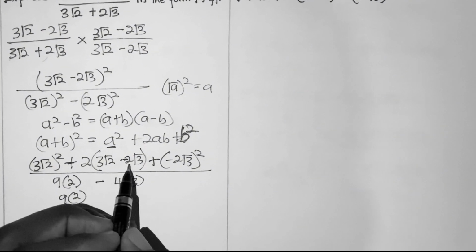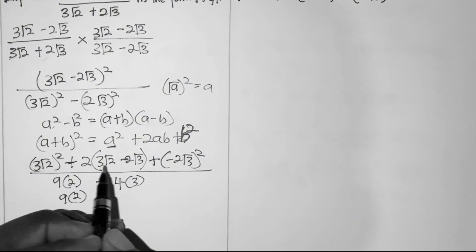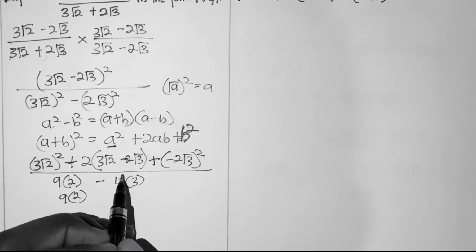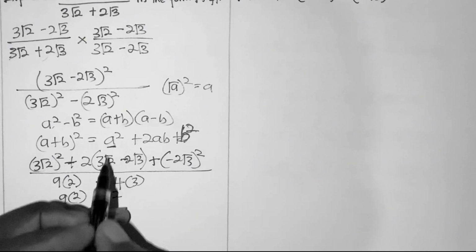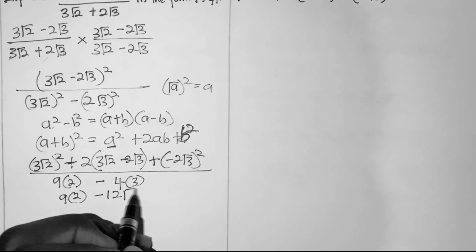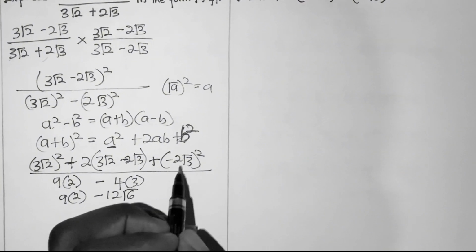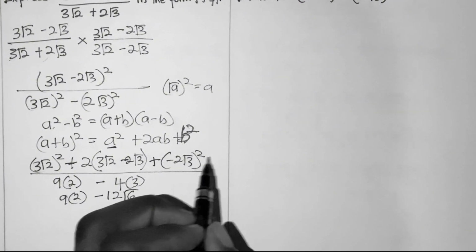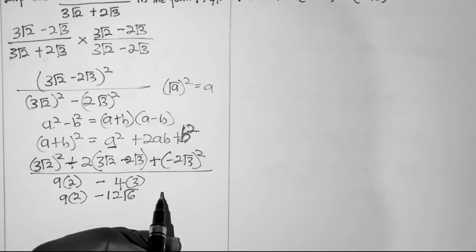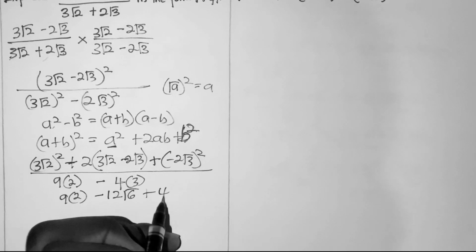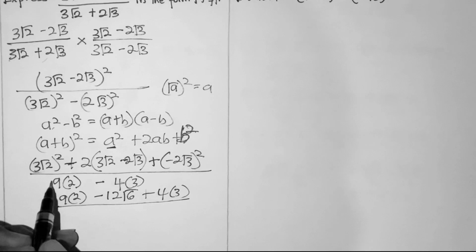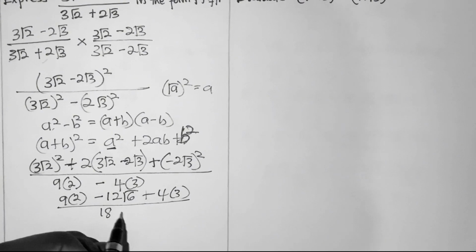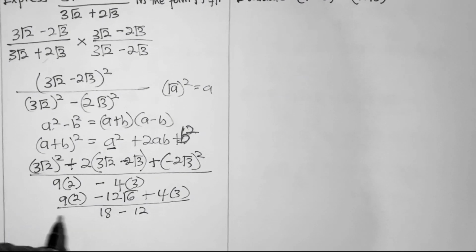Then now, look at this. Here's 2 times 3 is 6. 6 times minus 2 is minus 12. So here is minus 12. Then root 2 times root 3 is root 6. Then here is (minus 2 root 3) squared. Minus 2 squared is 4, so plus 4. Then root 3 squared is 3. All of this is divided by 9 times 2, which is 18, minus 4 times 3, which is 12.